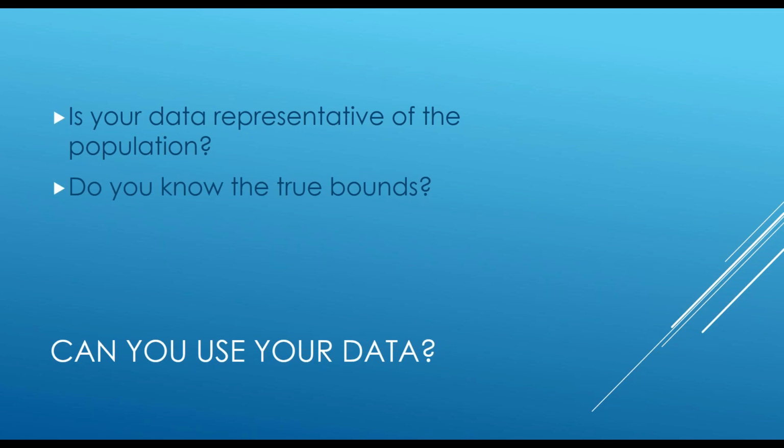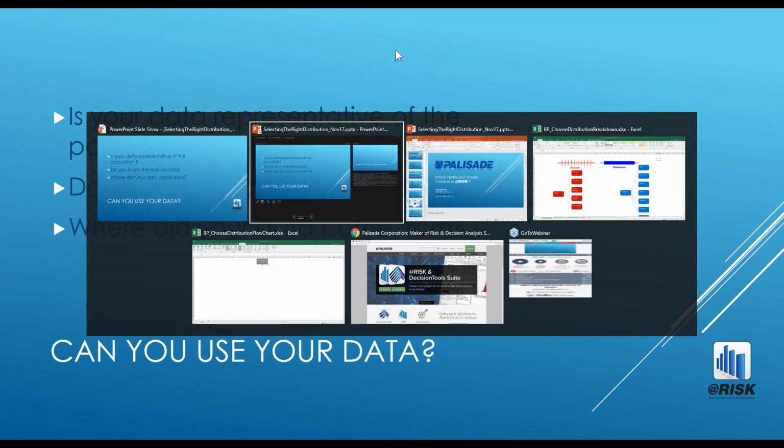But knowing what those true bounds are, there is a left bound, because obviously it's going to take you some time to get to work, but it may not be the case for the right side. There's going to be some bound, but what is that true bound? Okay. So where did your data come from is another important question to ask. So let's hop into taking a look at some distribution fitting.